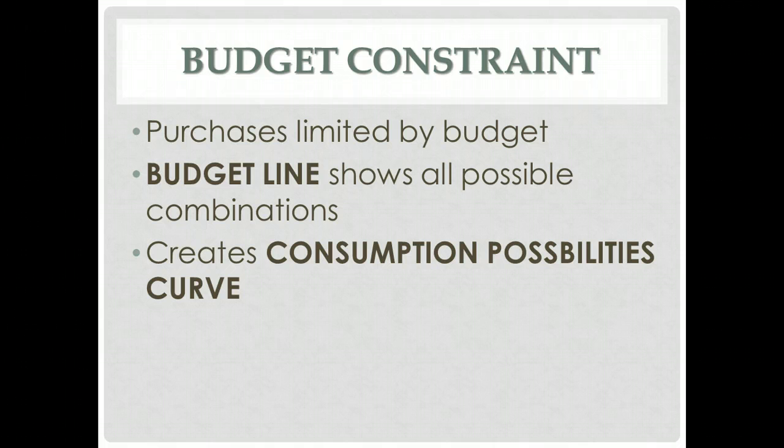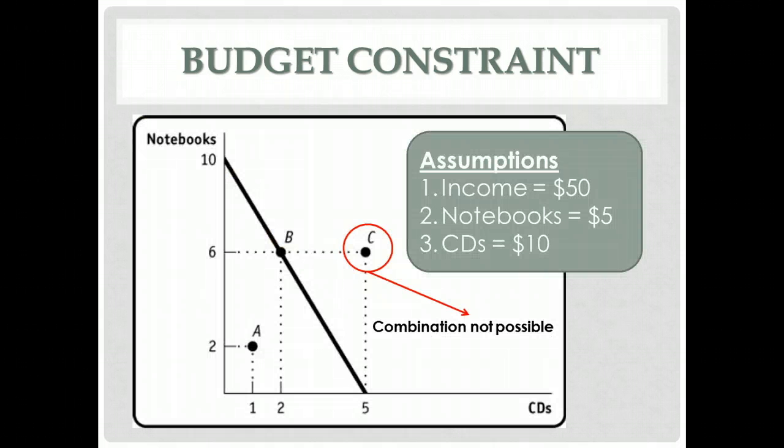So, for example, I can pretend that I have an income of $50, and I'm going to choose between 2 goods, either notebooks or CDs. And notebooks are $5 a piece, and CDs are $10. So at $50 income, I could buy 10 notebooks and no CDs, which would be up here. Or I could buy 5 CDs and no notebooks, which would be down here. Or any sort of combination between those 2 points.